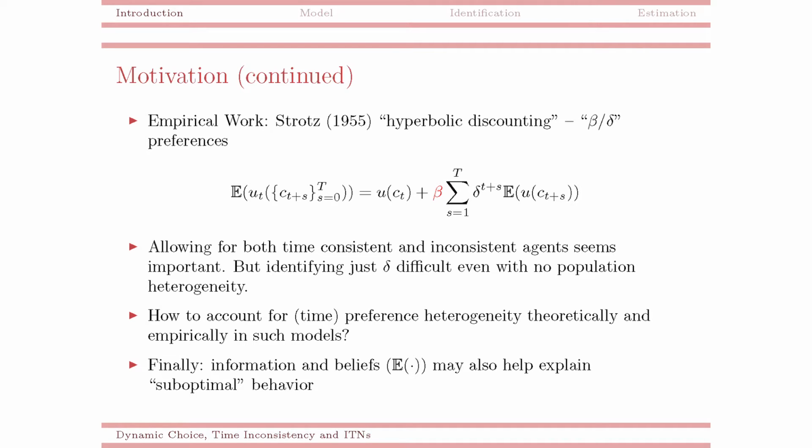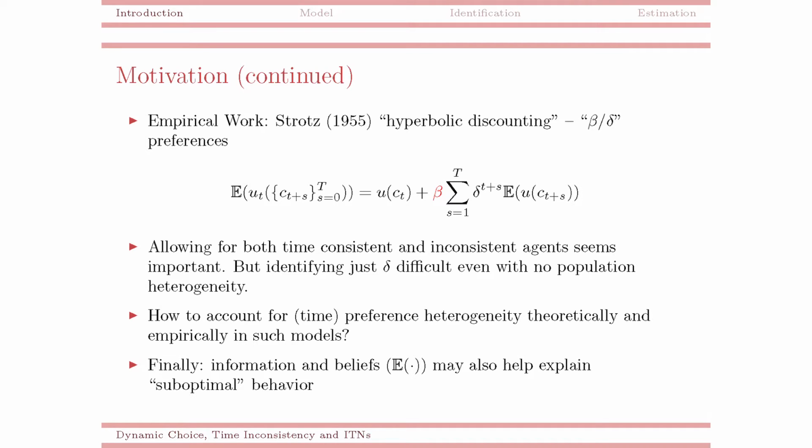Now, if you go back to the Rust model, what Rust says, in the dynamic discrete version of this, is that even if you take away the beta, the delta isn't identified. And in this kind of approach, what we'd like to do is identify not just the delta, but also the beta as well. So the problem is a little bit harder than in standard discrete choice models.